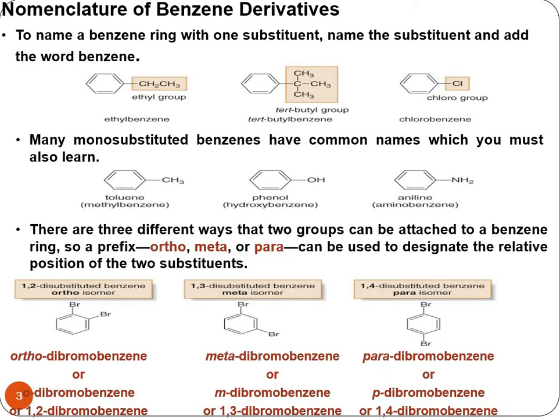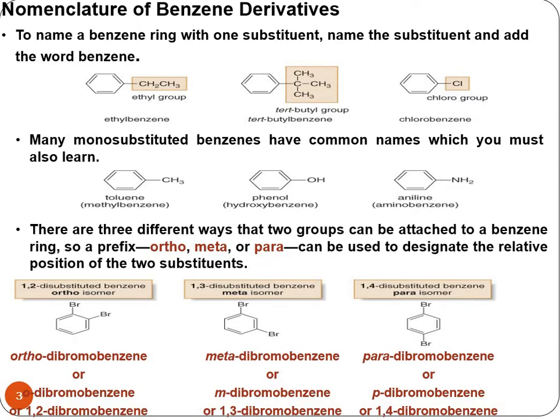Now, nomenclature of benzene derivatives. To name a benzene ring with one substituent, name the substituent and add the word benzene. Ethyl, add the word benzene. Tert-butyl benzene, chlorobenzene. Many substituted benzenes have common names which you must also learn.